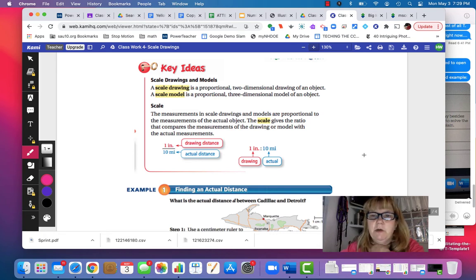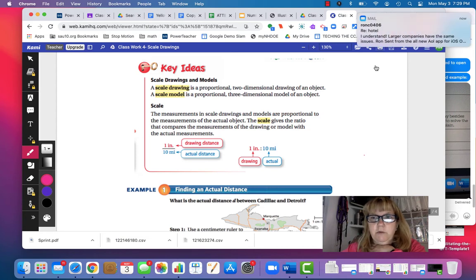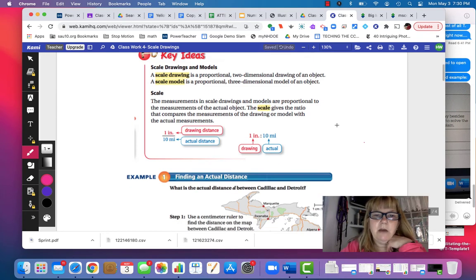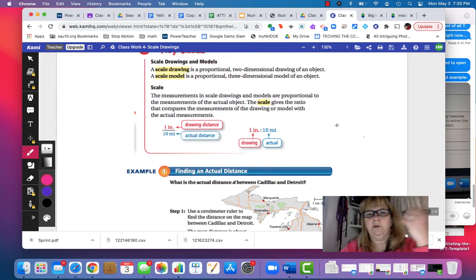And she showed you the big drawing that she showed on the table, and that was a scale drawing. A scale model, if you remember in the front of my room, there's that square thing that looks like a tower and it's got little tubes on it. That's a scale model of something that she had designed. So scale is how you compare real life to the model or the drawing.